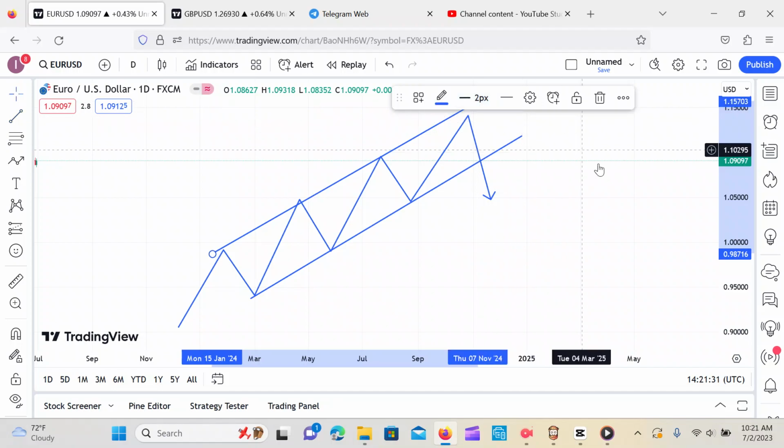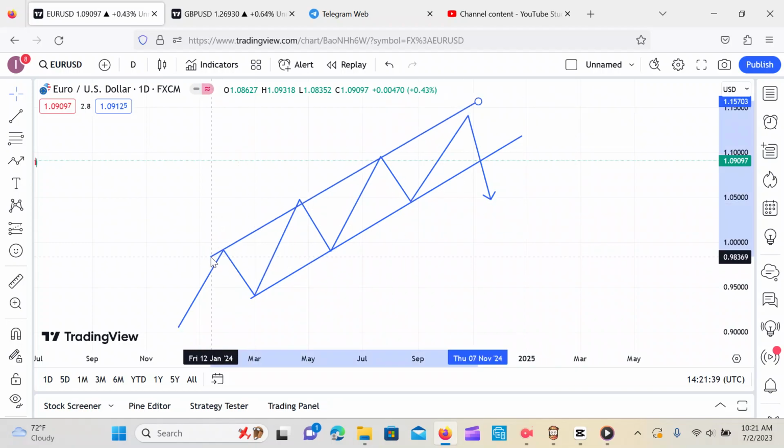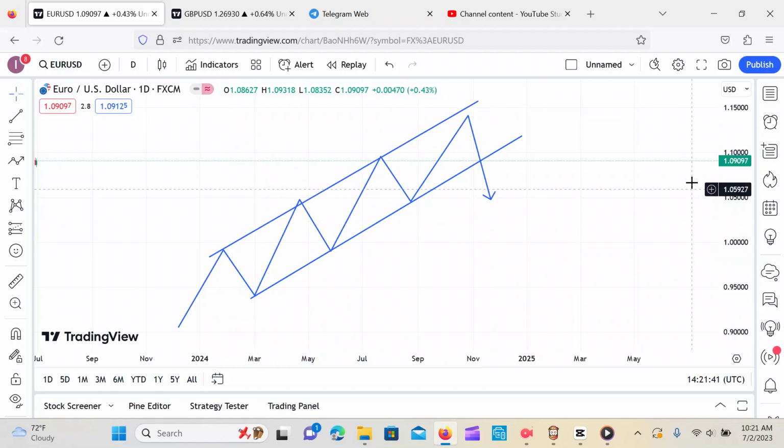I told you, don't force price into your trend line. Don't force price into your line. Don't force it into your line. Let's take a look at this.